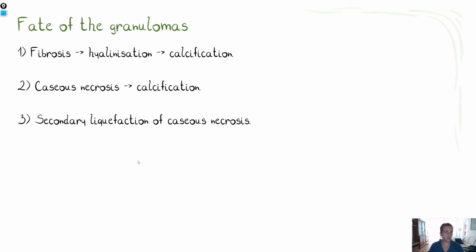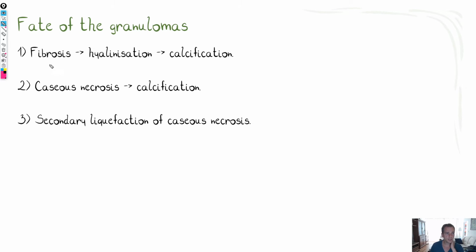And what is the fate of the granulomas? The granuloma can be healed by scar. So there is a fibrosis of the granuloma. In a lot of cases, the fibrosis, the scar, replaces the granulomas, and it's typical for caseous granulomas, granulomas with caseous necrosis, so it's typical for tuberculosis.